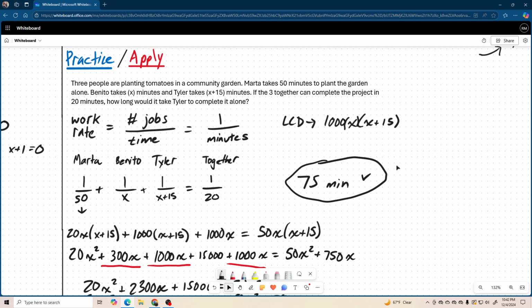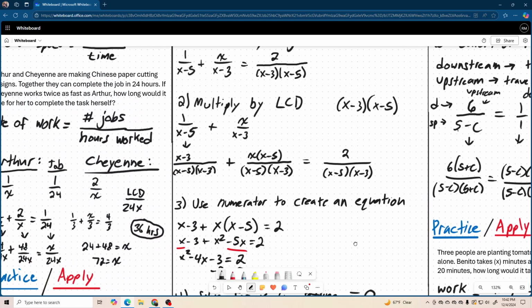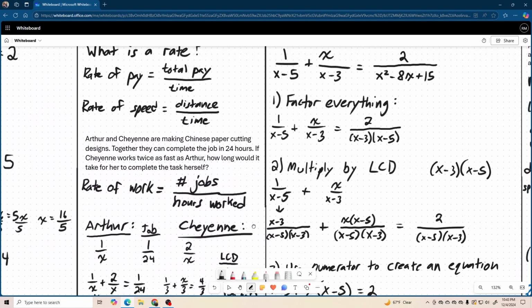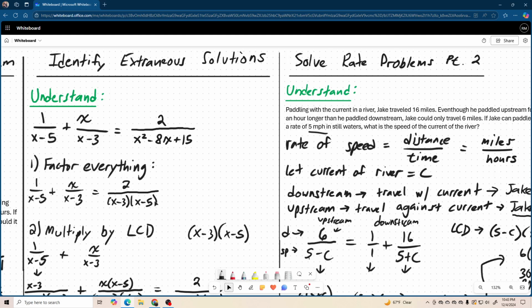All right. So if you really want to take away the steps from all the problems that we did today, we did a lot of math, but if you really want to go over the steps, the one I would do here is identify extraneous solutions. It gives you a step-by-step breakdown of what to do.